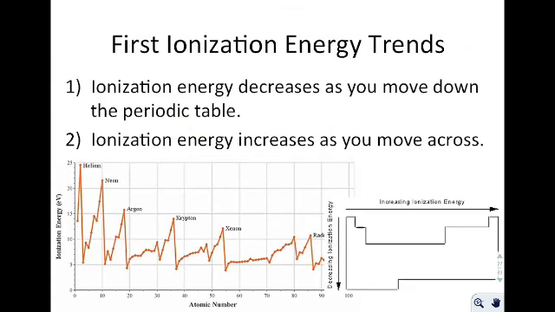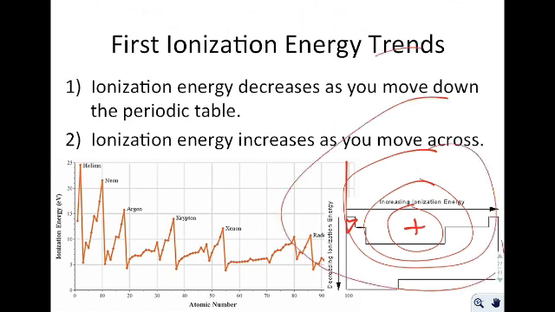So the first ionization energy trends: ionization energy decreases as you move down the periodic table. The reason it decreases as you move down is that you're adding layers, increasing the distance away from the nucleus of the atom.